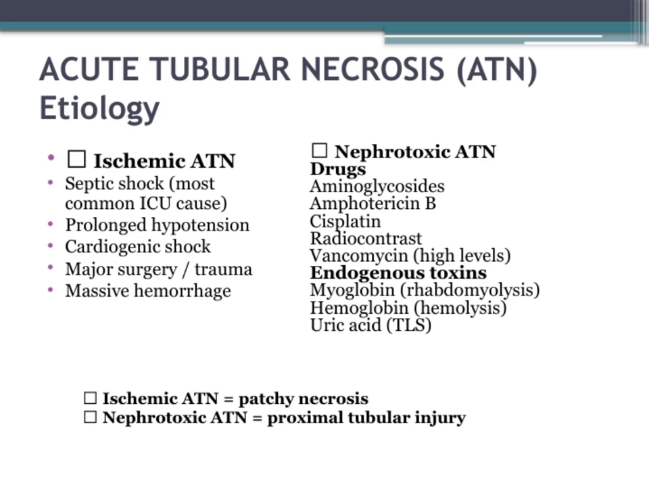So, in summary, nephrotoxic ATN is primarily caused by certain drugs and toxins directly damaging the tubules, while ischemic ATN results from insufficient blood flow due to shock states or severe hypotension. Recognizing these differences helps us understand the underlying mechanisms and guides appropriate management.